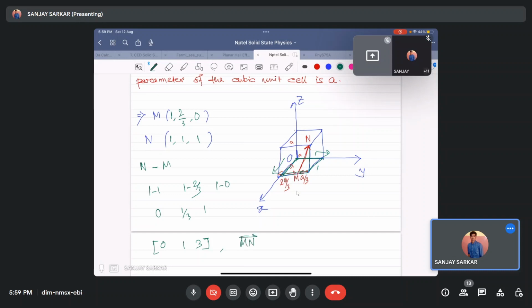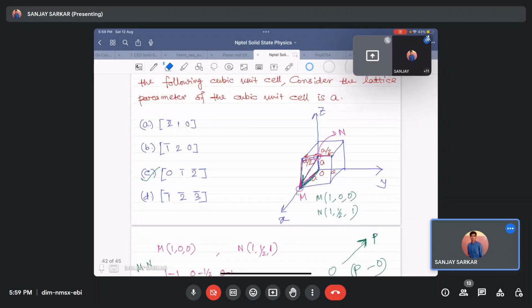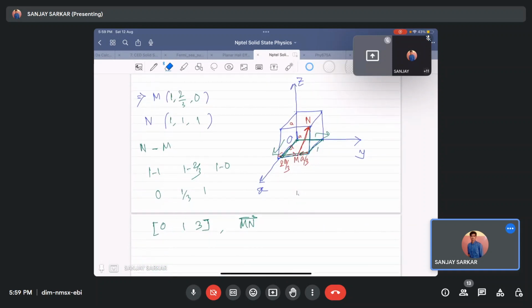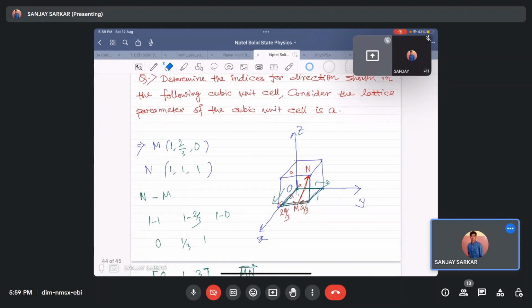Is it clear? Or do I need to explain it again? Because it's the same problem I have solved for the previous question. This question and the previous question are similar, you just need to find the coordinates. That's it. Do you have any question? Any one of you have any question? Can you solve now any arbitrary vector in a crystal direction? If you did not understand, then you can ask me any question regarding this. Has anyone any doubts?